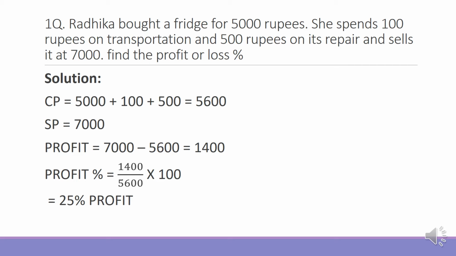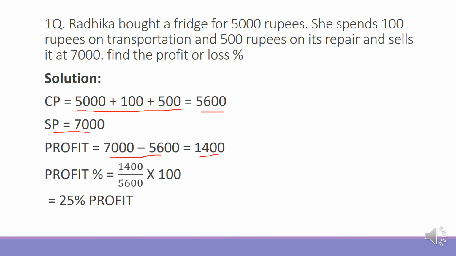So she bought the fridge for 5000 rupees and she spends 100 rupees on transportation and 500 rupees on its repairs. Then totally the cost price will be 5000 plus 100 plus 500, that is equal to 5600. Then she sold it for 7000. The selling price is equal to 7000. Then the profit is equal to 7000 minus 5600, that is equal to 1400.